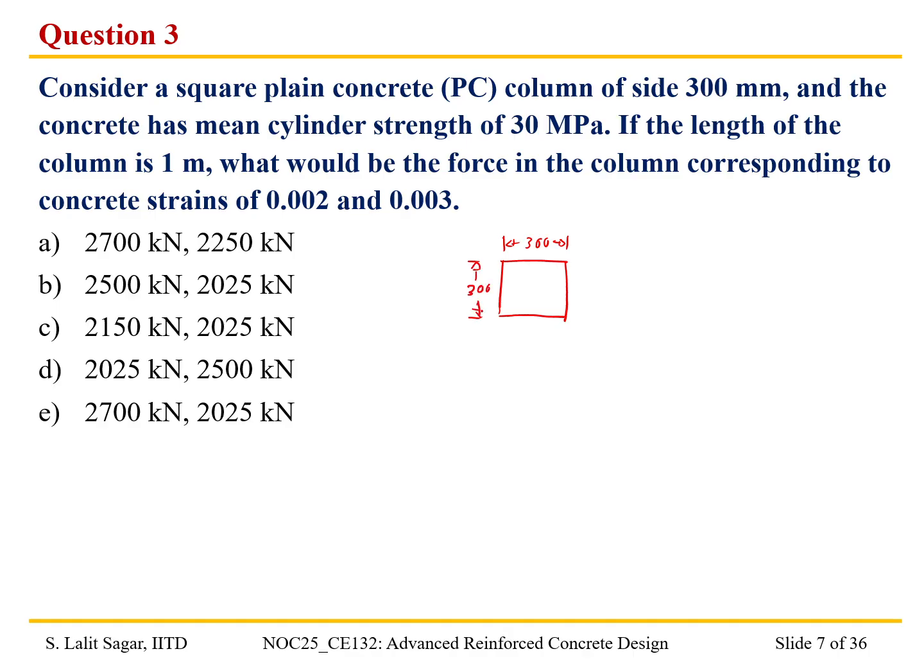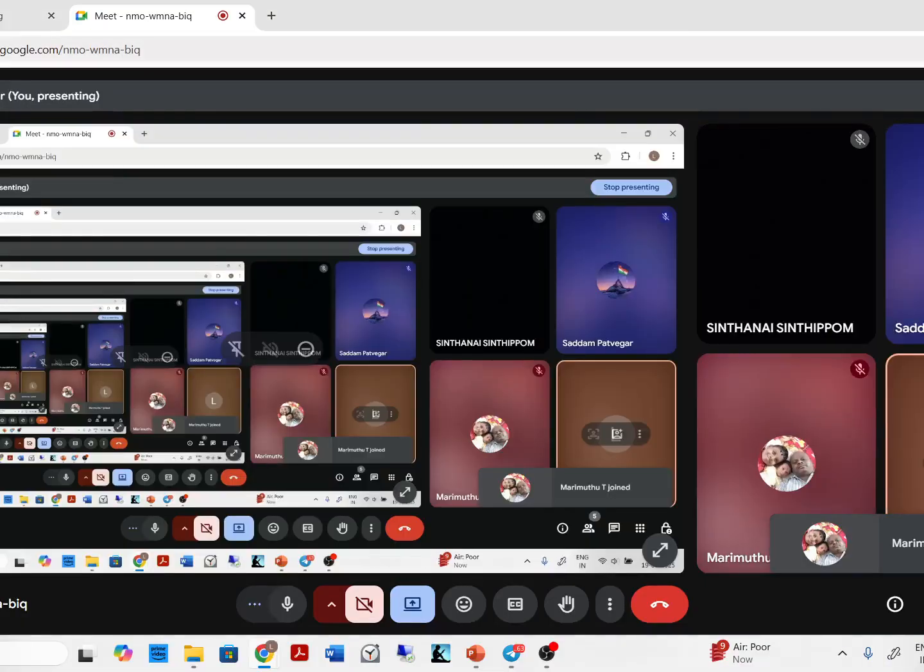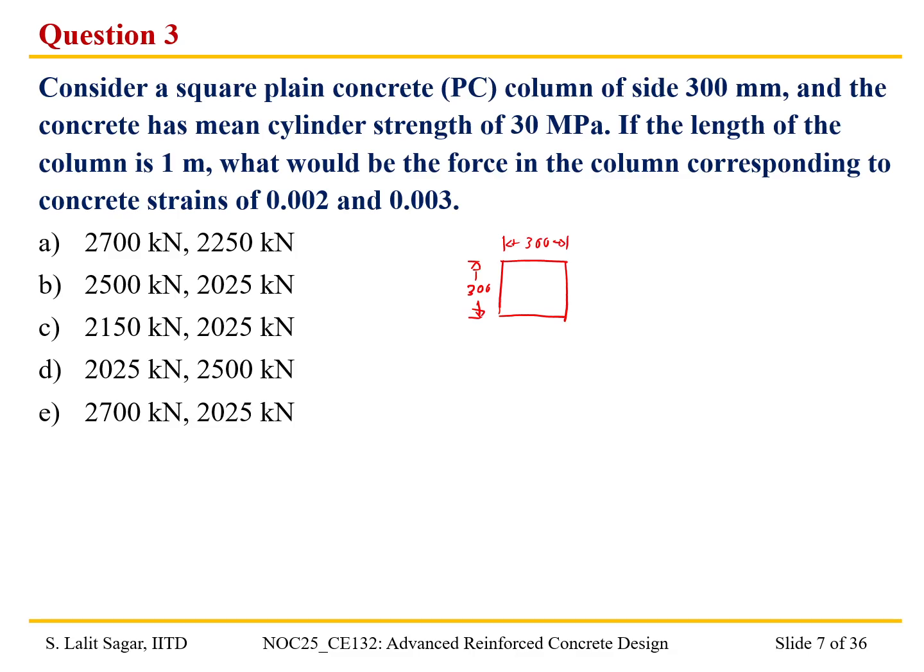In today's interaction session, we are going to be solving problems on basically three types of columns. First we are going to deal with the plain concrete column, which will have some 4 questions. Then we are going to deal with a reinforced concrete column of normal strength concrete, and then a reinforced concrete column of high strength concrete. Each of them will have around 3 to 4 questions.